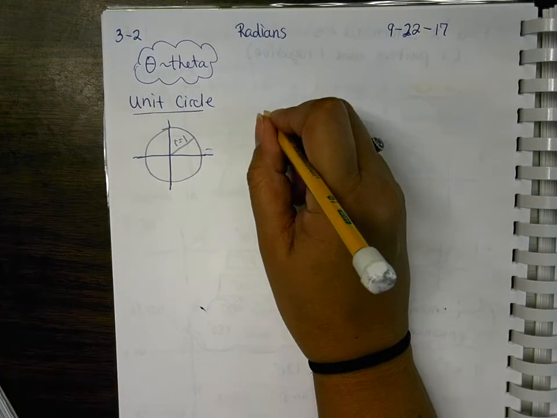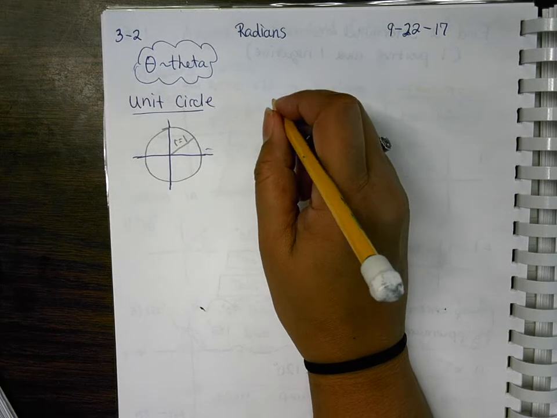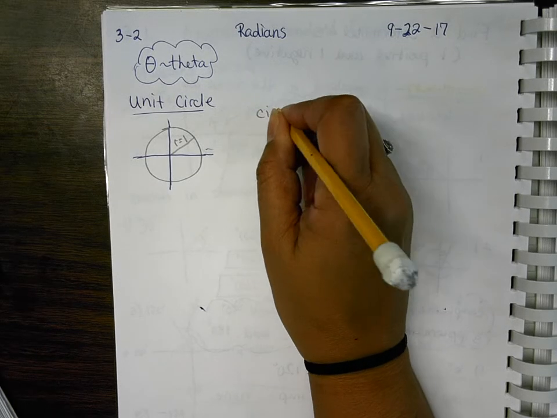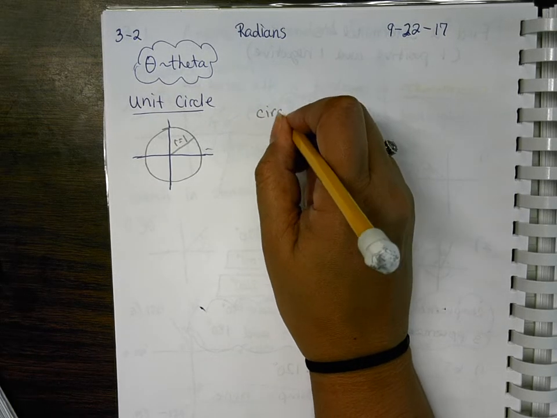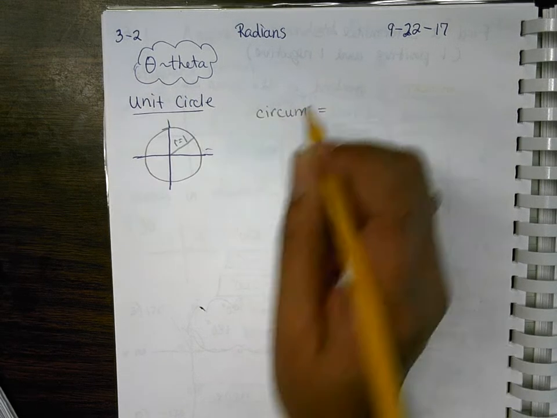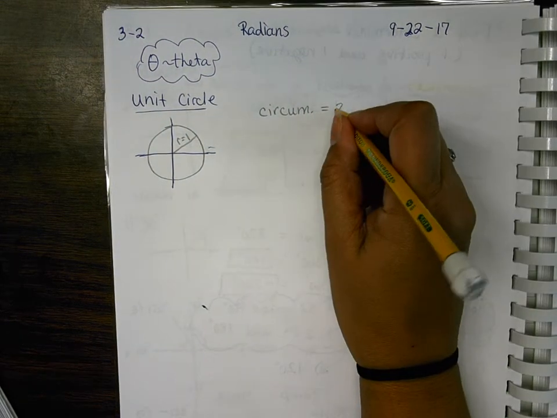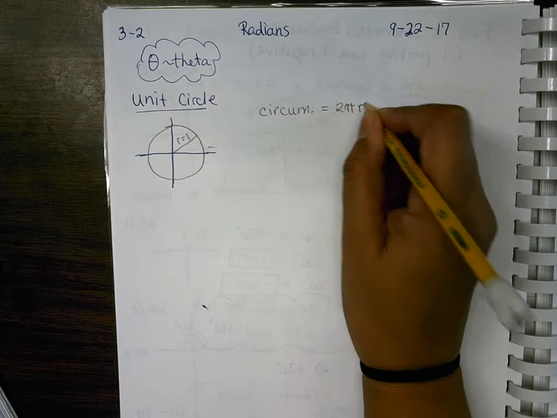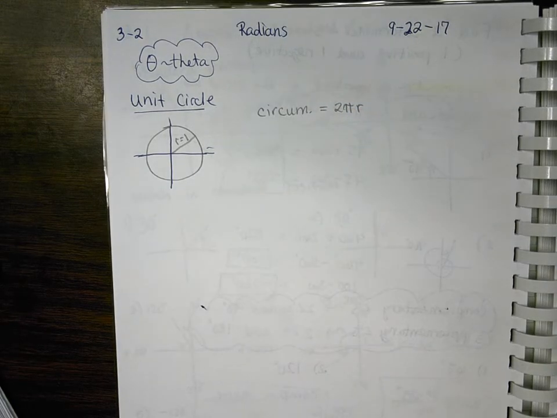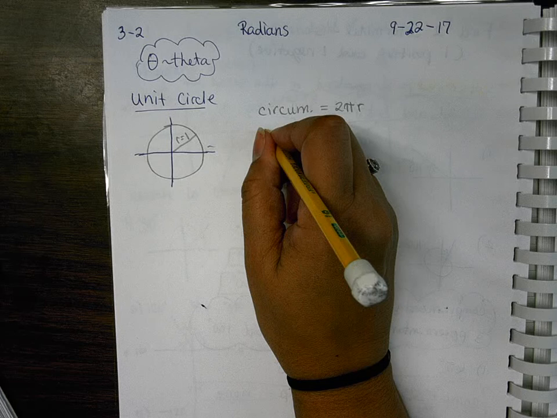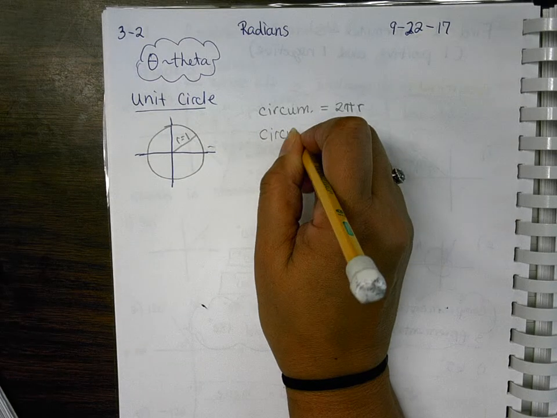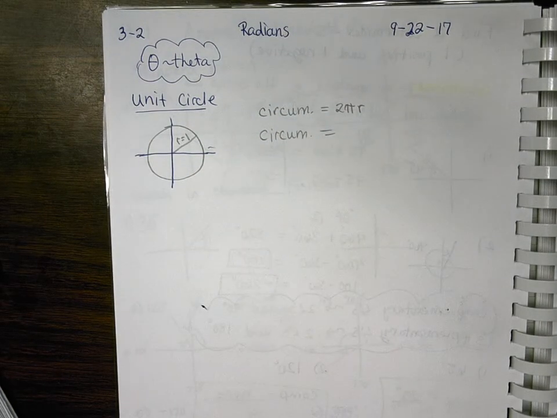Okay. Trip back to elementary school. Circumference equals, do you guys remember the formula? Yeah, 2 pi r. All right. Let's replace the radius with what our radius is in a unit circle. And what is it in a unit circle?